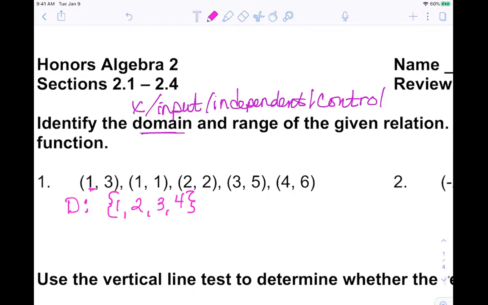All right, so then let's talk about range. That would be our next word. If the domain is the X, the input, the dependent, the control, what would the range be? Ella, do you know what the range would be? The output value. Nice, so output.